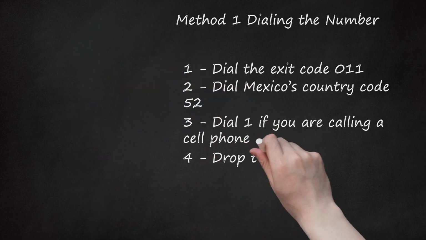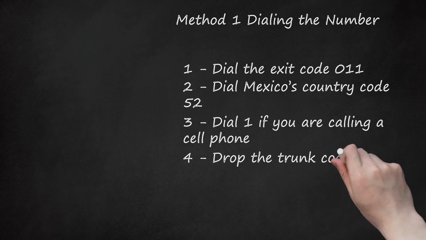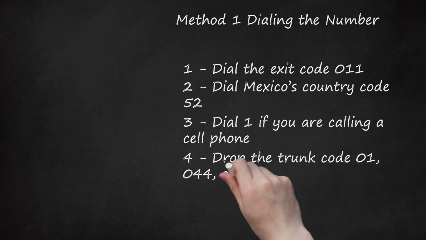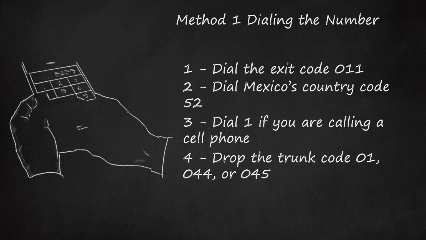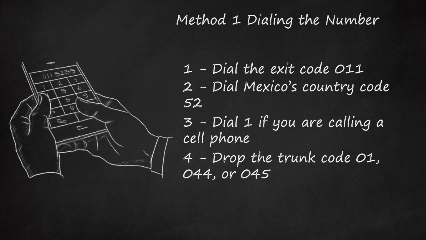4. Drop the trunk code 01, 044, or 045. If you are calling within Mexico, you must use the trunk code to make calls. The trunk code is the first number and it comes before the area code. Your phone call will not go through unless you remove this number when calling from the U.S.